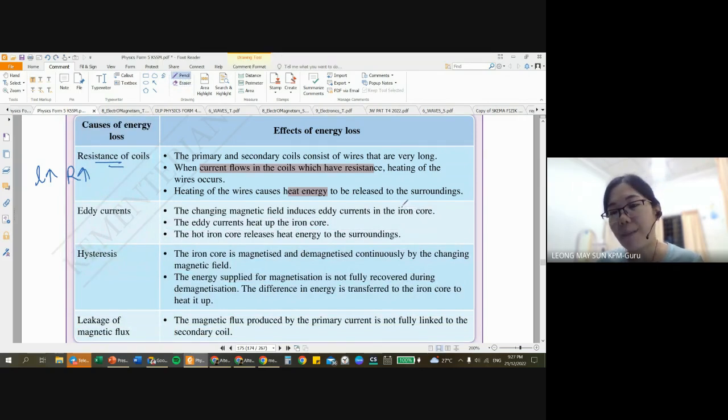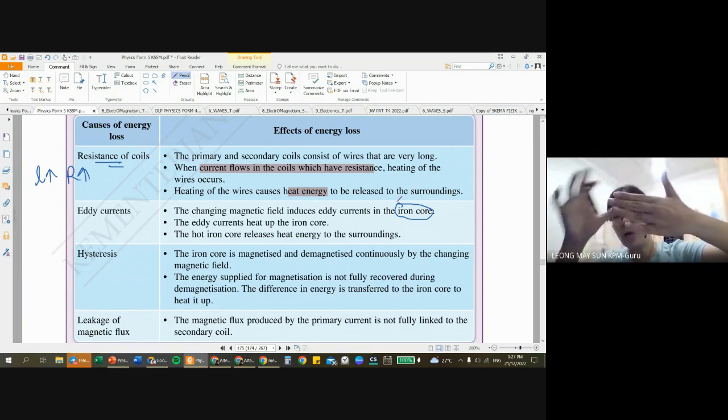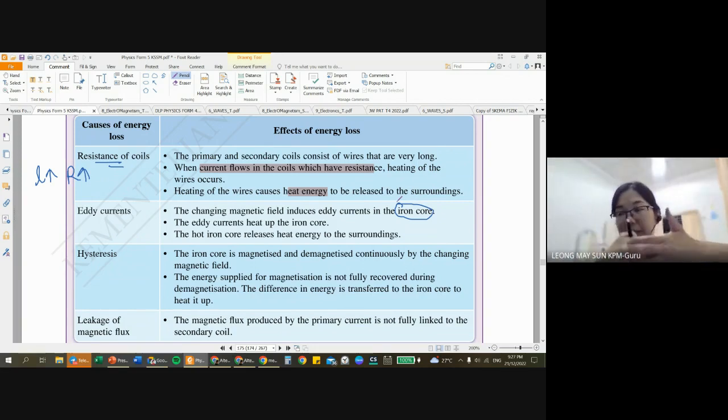Eddy current happens in the iron core, because the iron core transfers the magnetic field from the primary coil to the secondary coil. So when there is magnetic field passing by, the iron core inside there will induce a current, and that current induced is known as eddy current. So eddy current will heat up the iron core, and again it will release heat energy to the surrounding.